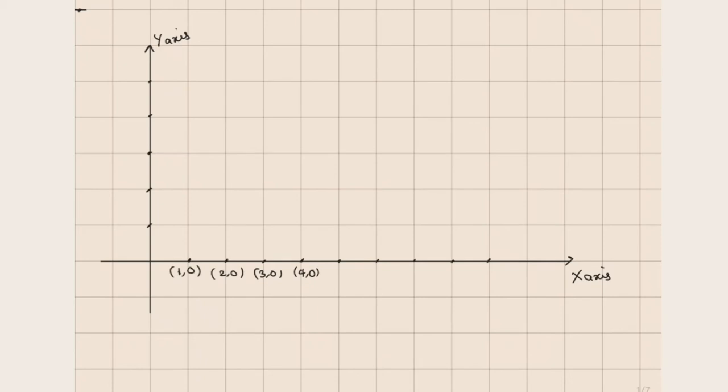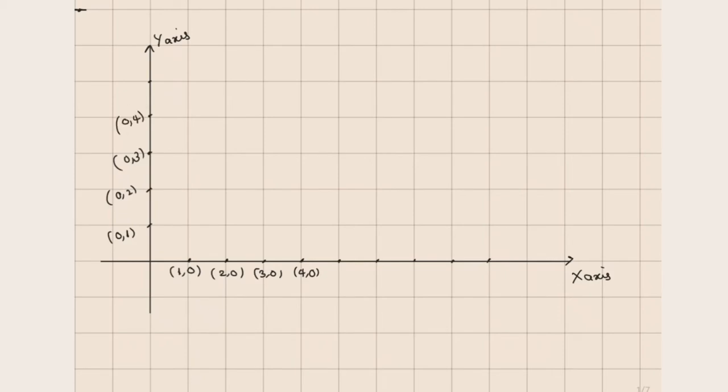Similarly, in the y axis, this will be 0 comma 1. This will be 0 comma 2. This will be 0 comma 3. It's just a reason you must have learned from 10th standard. This will be 0 comma 4.